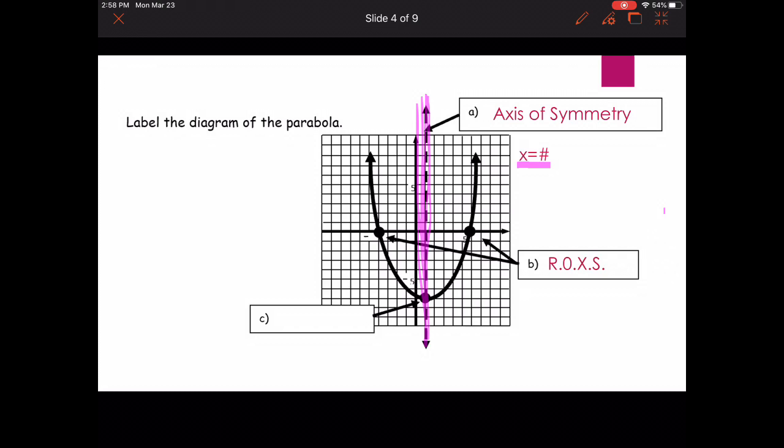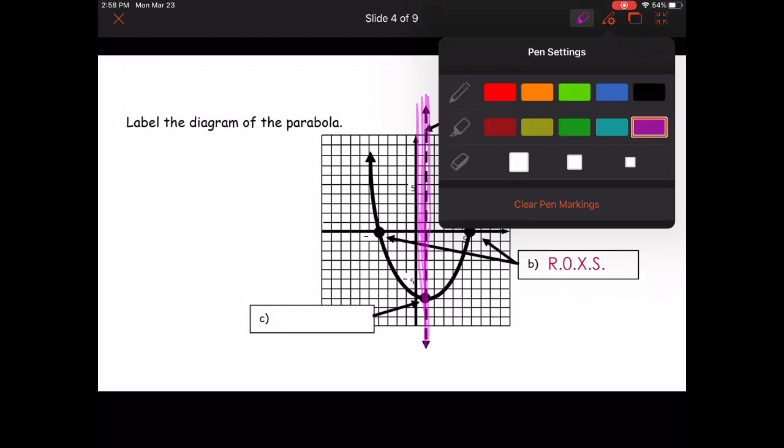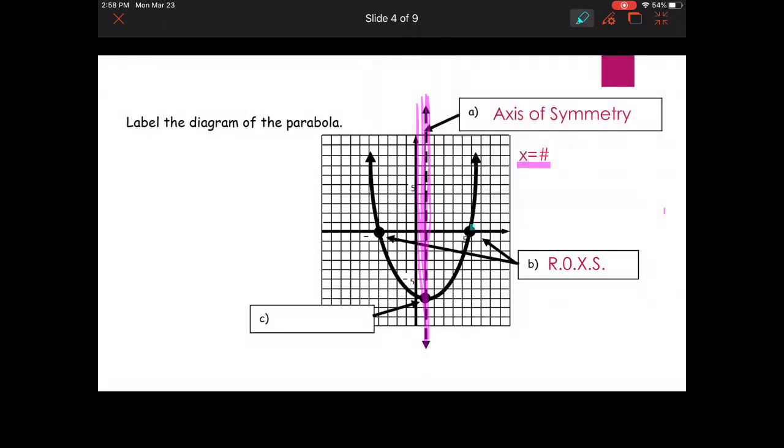Next thing we're going to look at is our roots. Roots, zeros, x-intercepts, or solutions. Those are going to be where it crosses the x-axis, which is our horizontal axis line right there.